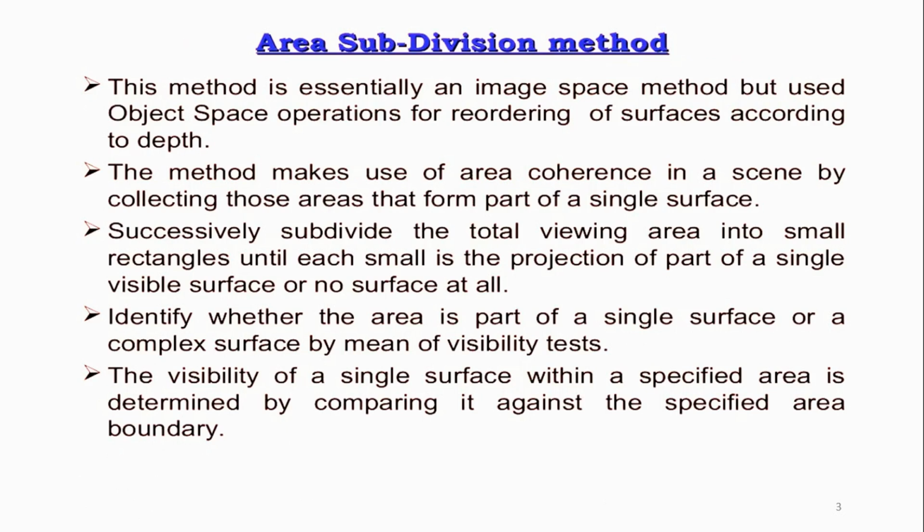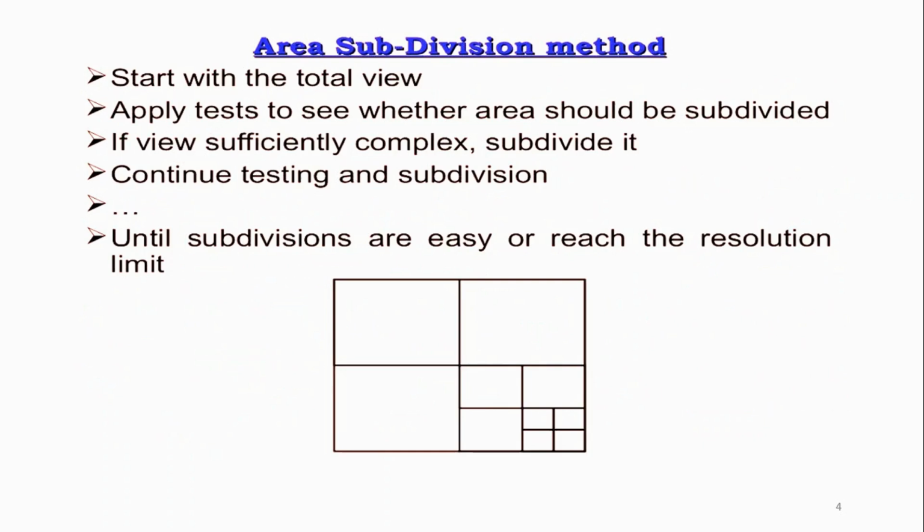For each section, the algorithm determines whether the visibility can be decided immediately. If visibility cannot be determined, the section is subdivided further into smaller regions. This process continues recursively until the visibility becomes clear. This approach reduces unnecessary calculation by focusing only on the complicated areas of the image.